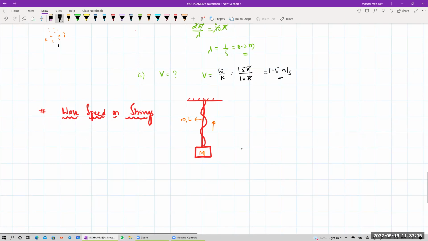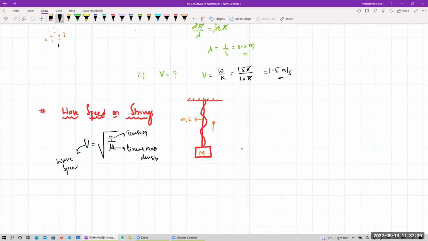Wave speed on any string, what will be the wave speed? The general formula is v is equal to square root of T divided by mu. What is T here? Tension in the string. Very important formula, beta. And mu is your linear mass density. And v is nothing but the wave speed. Clear? Yes, sir. So the wave speed on a string will be equal to how much?